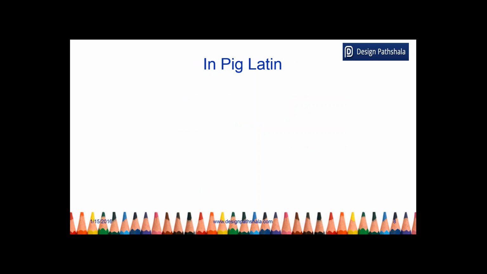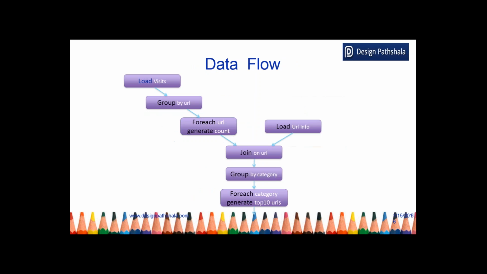Let's see how the syntax of the code will look if I write it with Pig. Pig is a scripting language, very similar to any other scripting language, but the syntax always differs between languages. So let's look at how I will write it in Pig. What I did in the data flow diagram is I loaded the visits, then grouped it by URL, and then for each URL I generated the count.